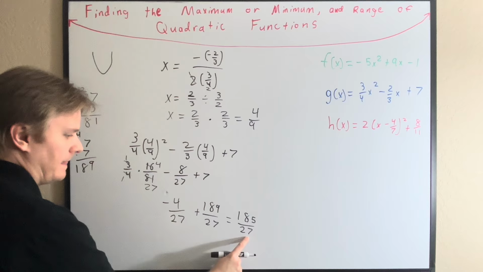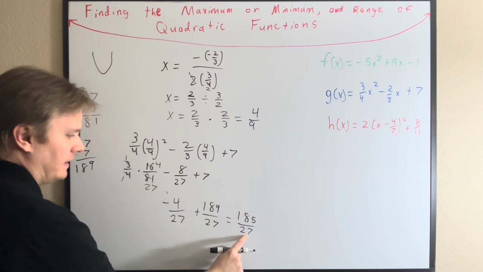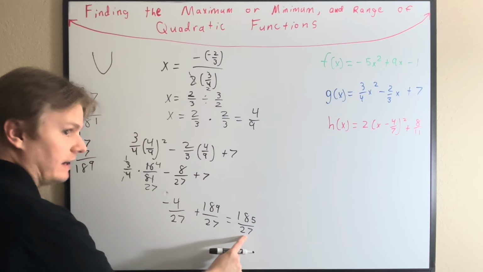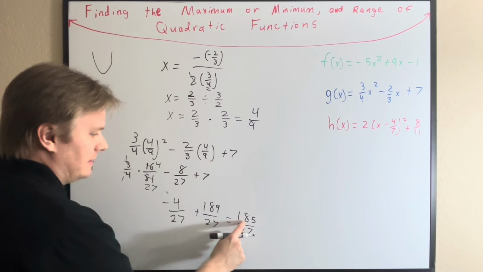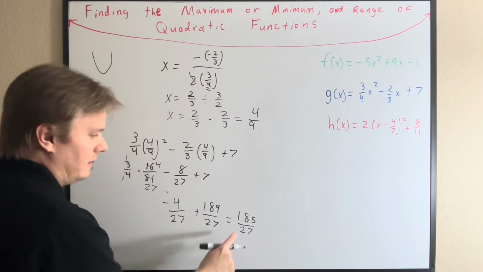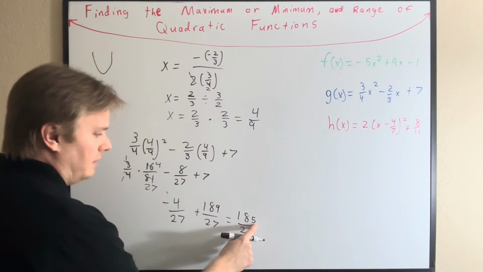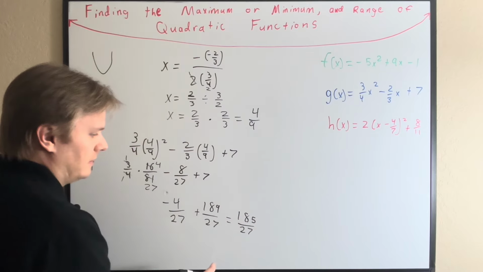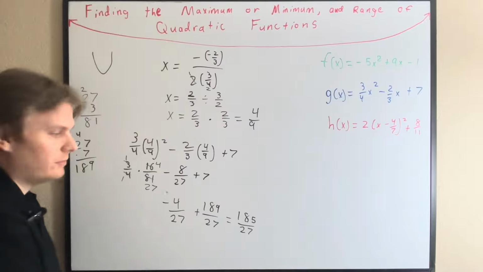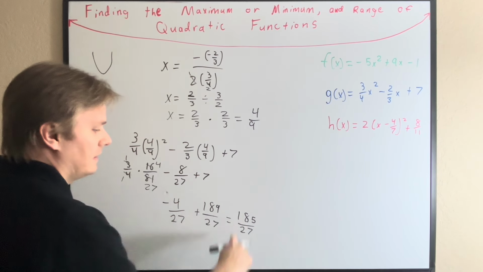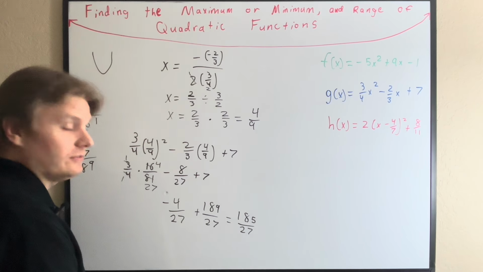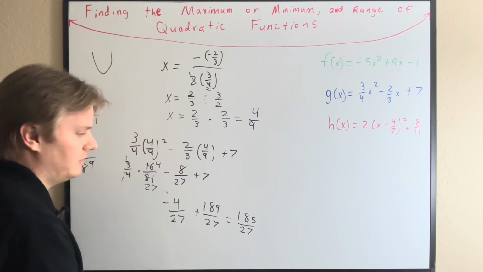Now, this can be divided by 3 and 9. So its factors are 3, 3, and 3. And this does not divide by 3. How do I know that? Because the digits add up to a number. They add up to 14, right? 14 does not divide by 3, so therefore 185 does not divide by 3. So this is in simplest form. Can't reduce that fraction down anymore.